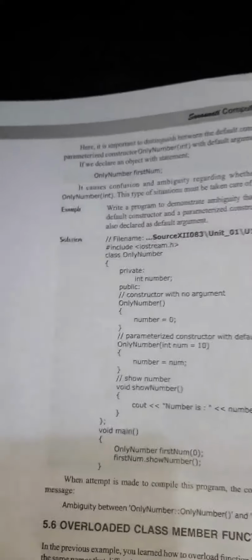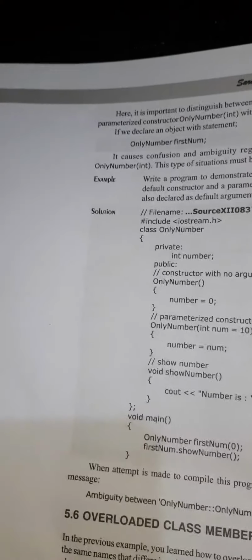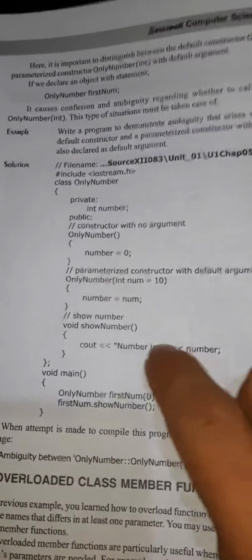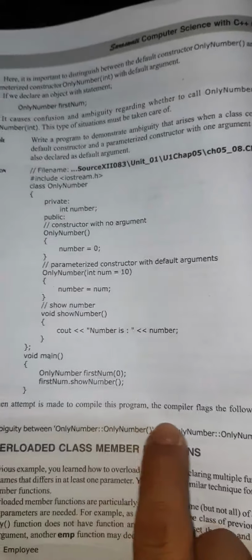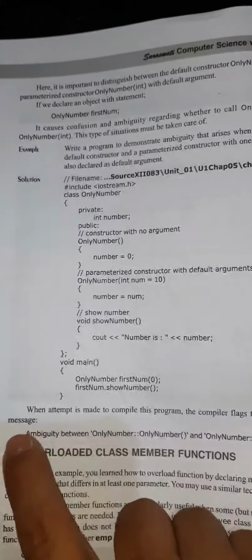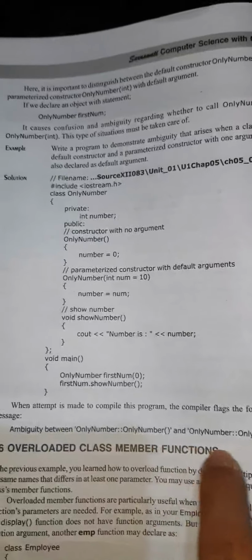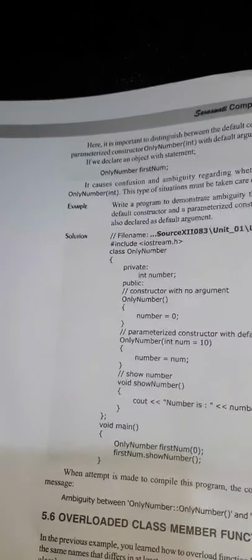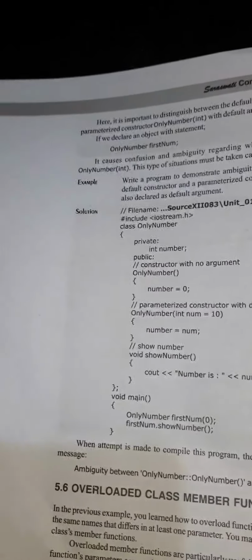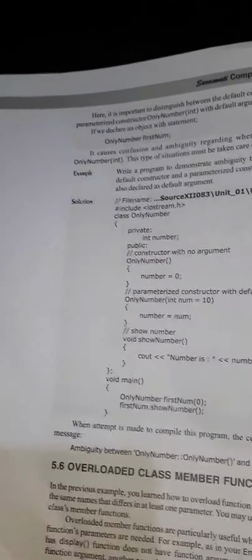Under constructor overloading, what we do is declare two objects, one object for the default constructor and one object for the parameterized constructor. Next we will see this. When an attempt is made to compile this program, the compiler flags the following error message, ambiguity between. So this message will result. You can type this program and check. Every program that is in your textbook, type it and have a look at it. Check whatever errors you get, and then try to understand that concept.